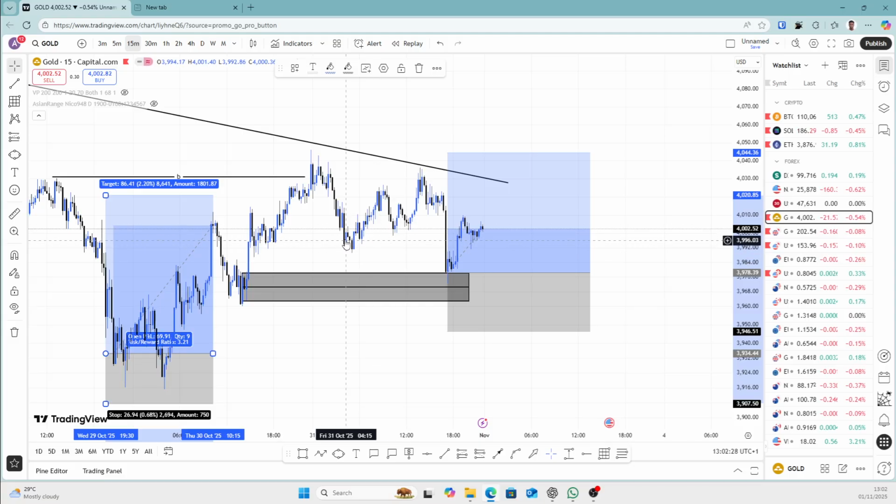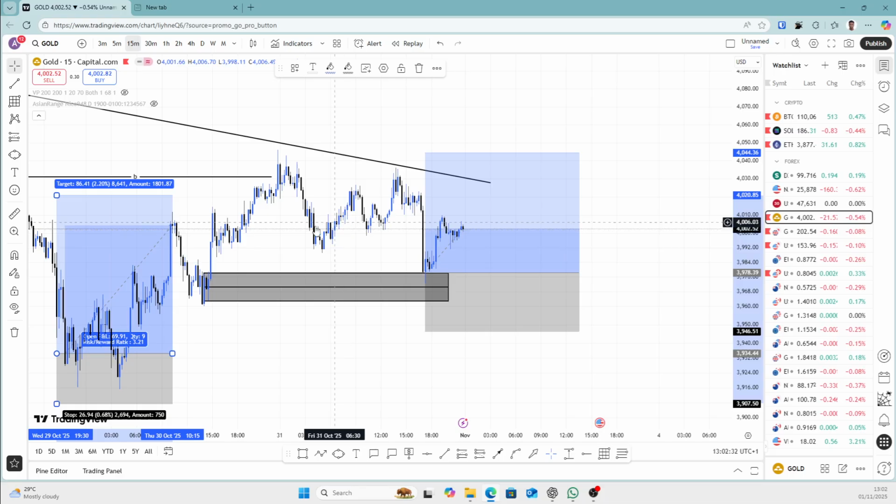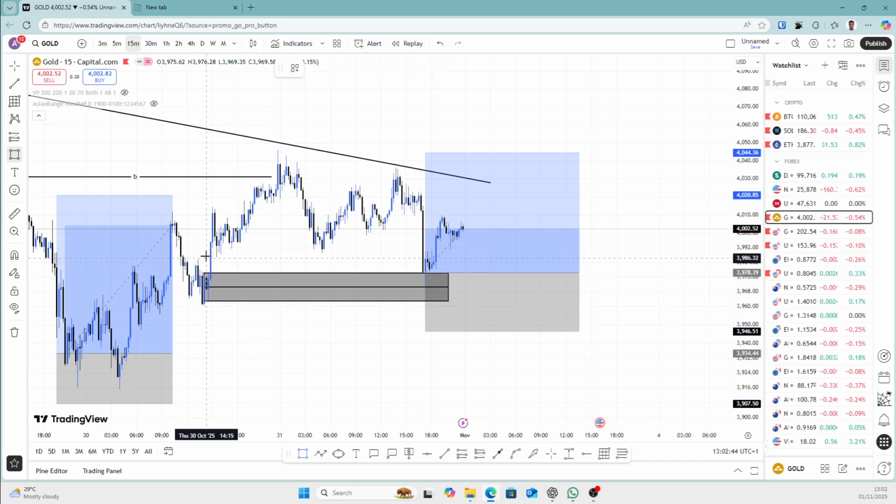Is to wait for a change of character around you. If you step down to the 5 or 3 minute, you'll find a change of character happened here. I saw that as well. But based on this fair value gap availability, I knew that this market is definitely going to want to test this particular area out from here, right?